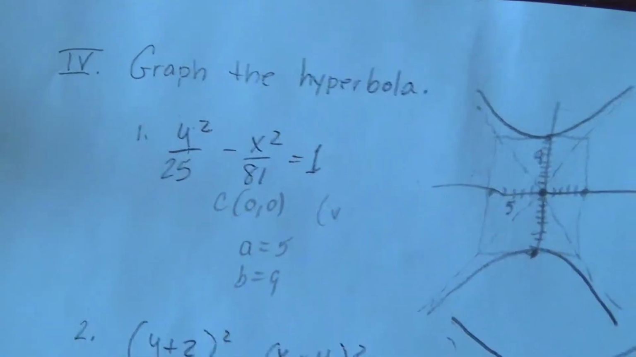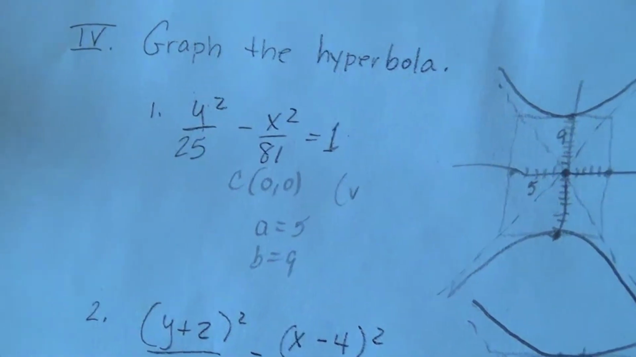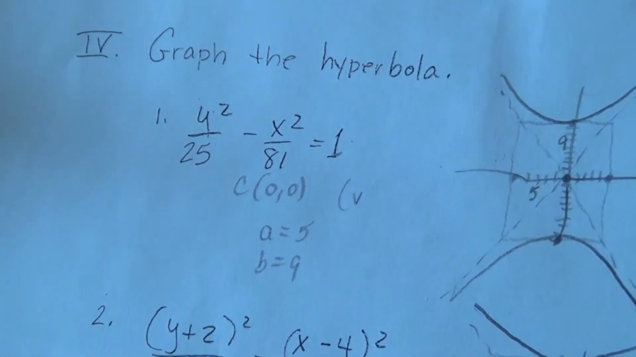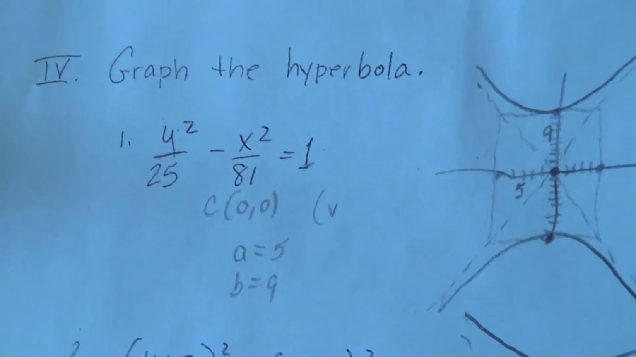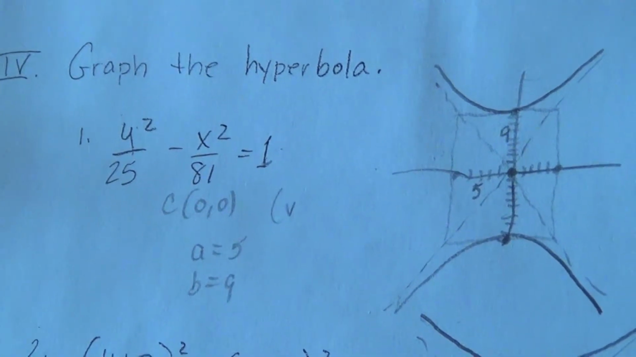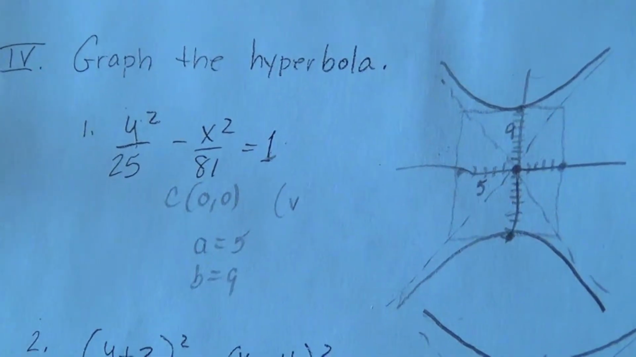Now in the ellipse, sometimes it's not under the first term. So now on this, I'm just pointing out the difference. So our A is 5 and our B is 9. You did it right, because you graphed it right.